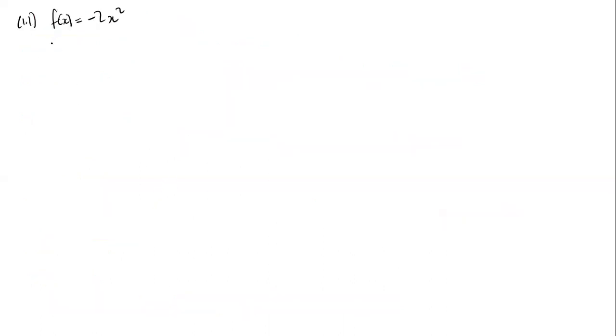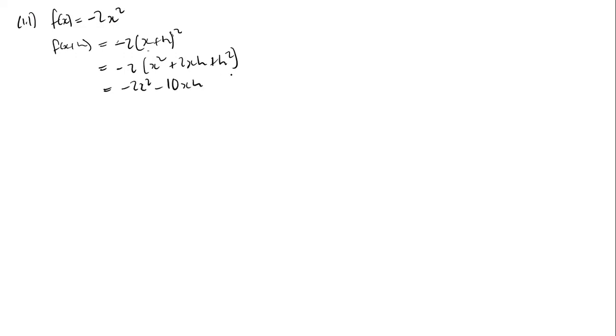Firstly, we're going to determine f of x plus h. F of x plus h is equal to negative 2 times the quantity x plus h to the power of 2. x to the power of 2 is x squared. x multiplied by h gives 2xh, and h to the power of 2 is h squared. And therefore, we have negative 2x squared, negative 4xh, and negative 2h squared. And therefore, this is f of x plus h.